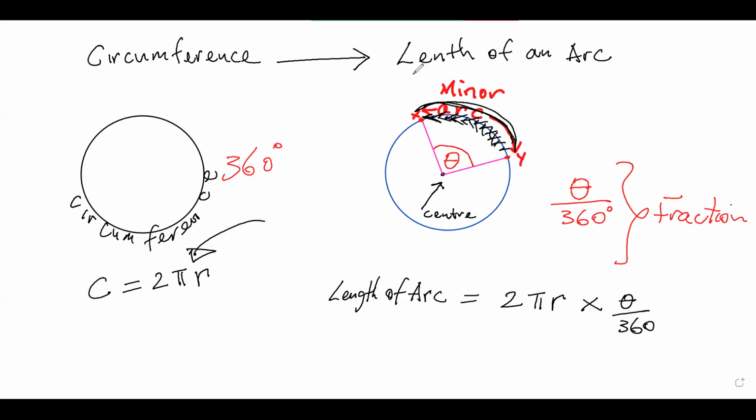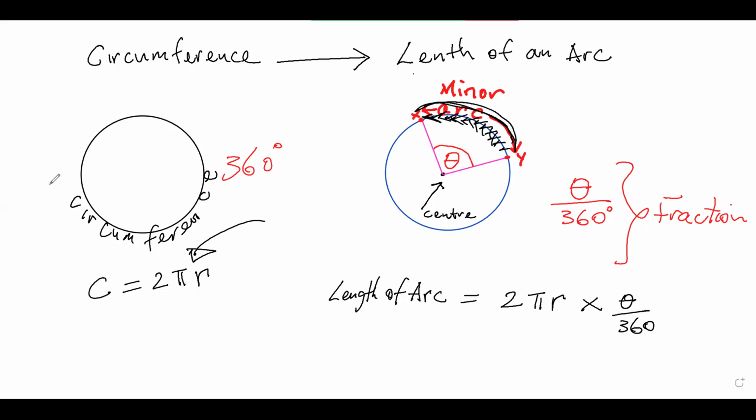So I want you all to write that. Notice how I derive the formula. Circumference is 2 pi r. Length of an arc is 2 pi r times theta over 360. Everybody okay with that? Yes, sir. So we move from circumference to length of an arc. What did we move from? Circumference to length of an arc. That's right.